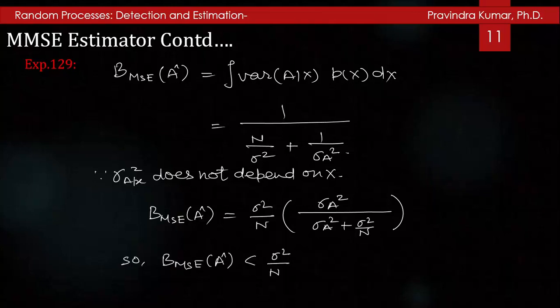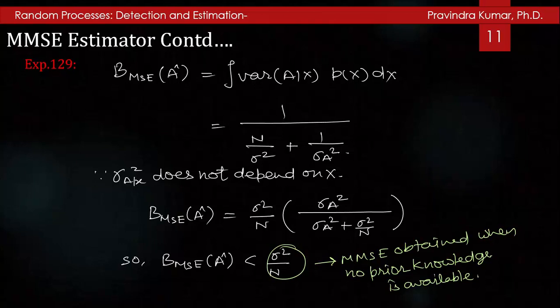So here you can see that BMSE θ cap is less than σ² by N, where σ² by N is the MMSE obtained when no prior knowledge is available. Clearly, any prior knowledge, when modeled in the Bayesian sense, will improve the Bayesian estimator.